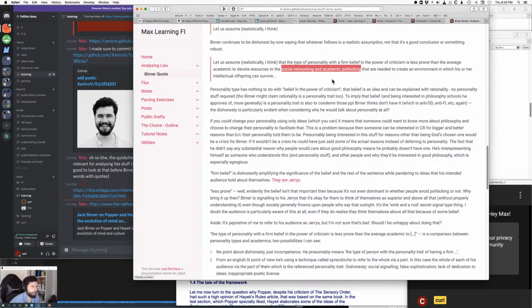His actual sentence is about ideas. Where are the subjects and verbs? "Let us assume that." So we have "us assume." Now we have a conjunction. So I guess the type is actually the subject here. Type is prone than the average to devote resources, and then we got another conjunction.